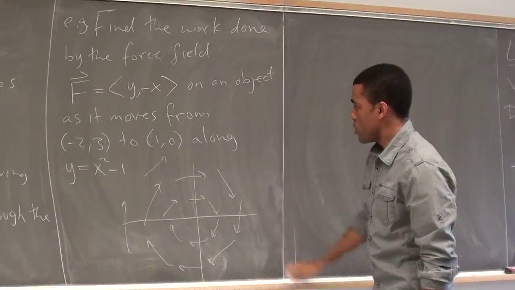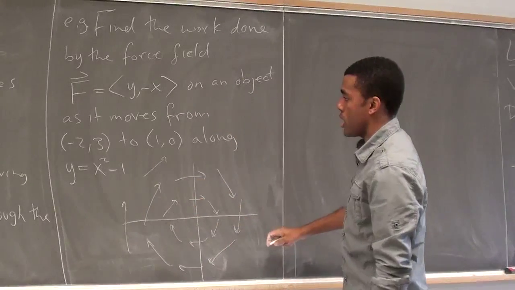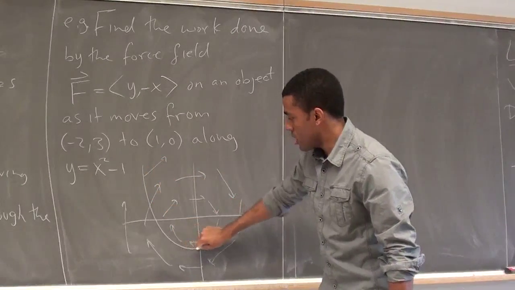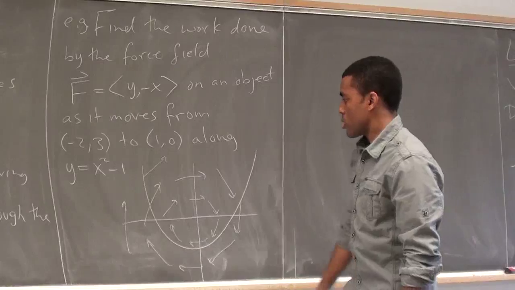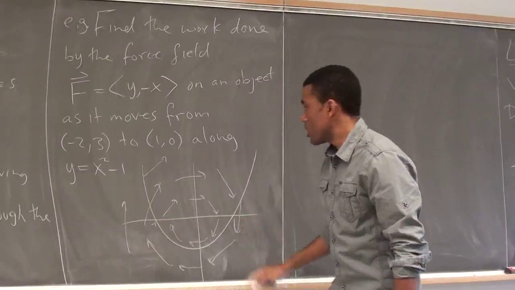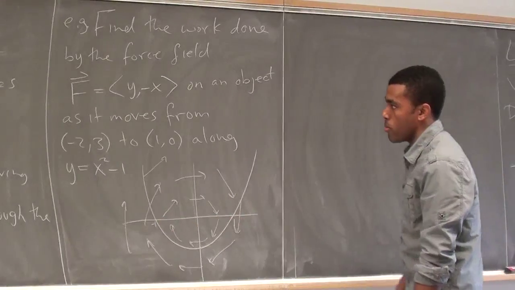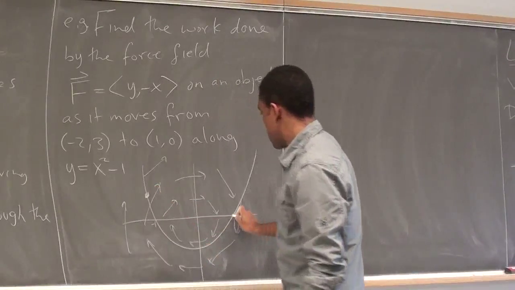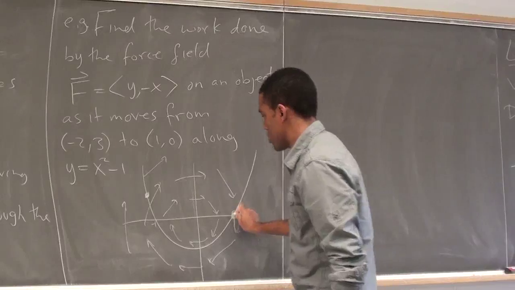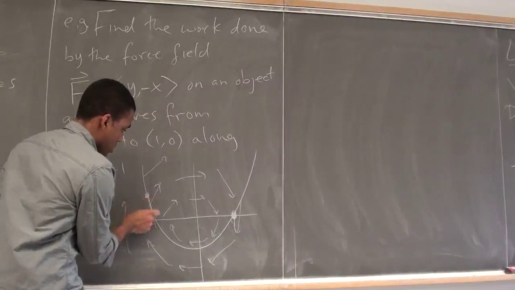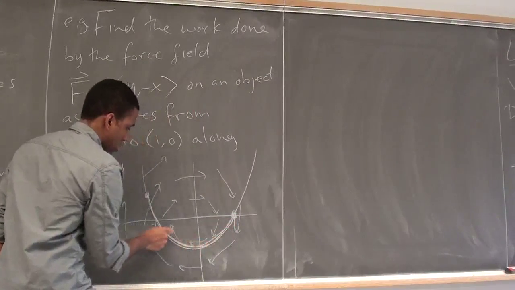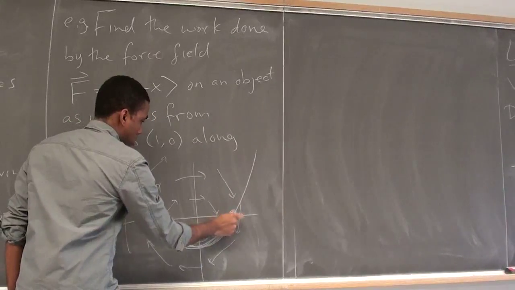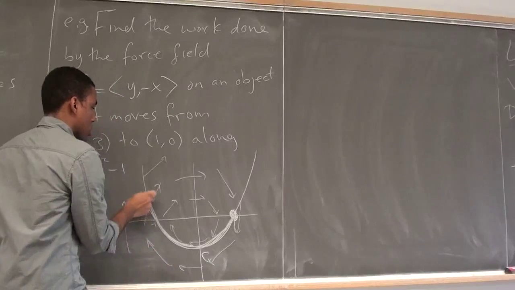And we are traveling along the curve y equals x squared minus 1. So there's a curve in this field, y equals x squared minus 1, and we want to travel from (-2, 3) and end up at (1, 0). So this is our curve C.